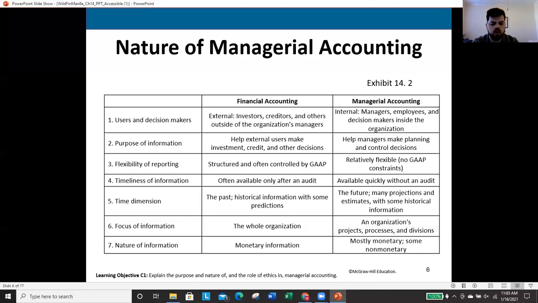Now, here for our fourth point, we see that with financial accounting, this information tends to only be available after an audit has actually been completed. Whereas in managerial accounting, we tend to have this information available daily, hourly, however often we need it, so that we can be making good, quick decisions.